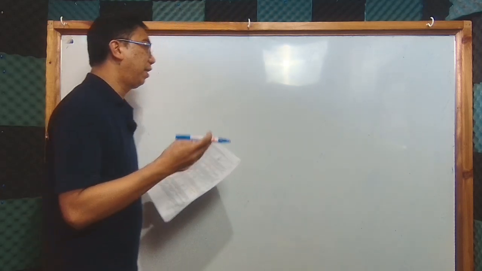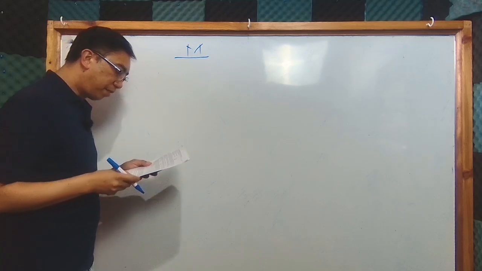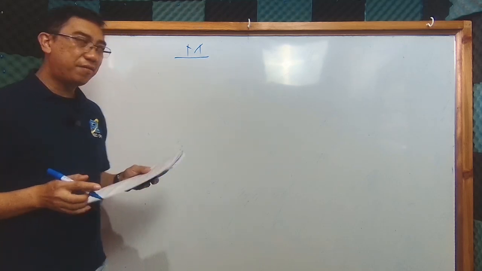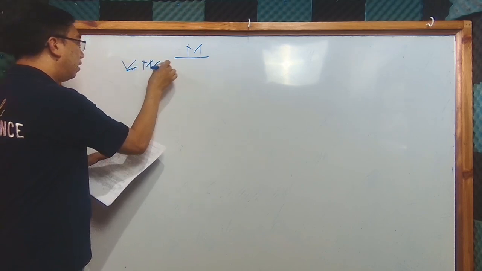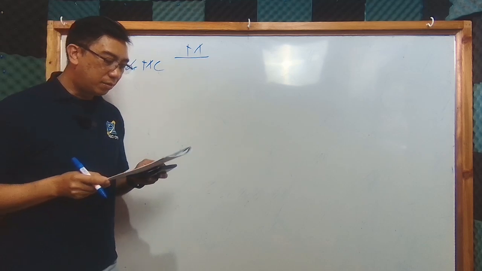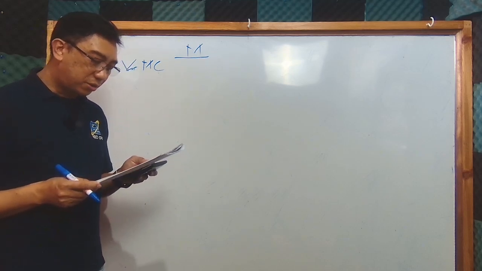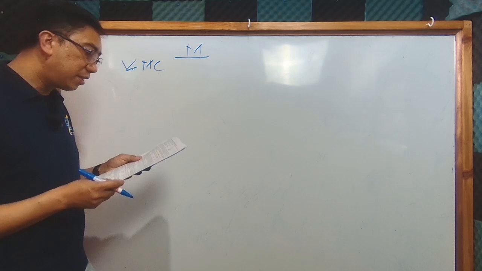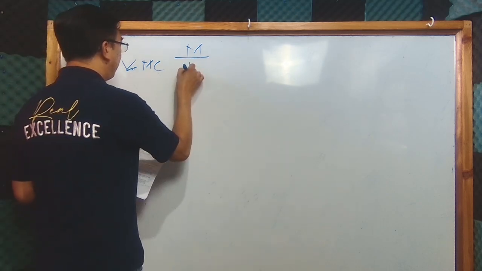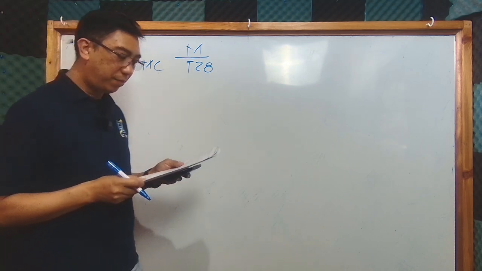Relevant cost to make muna. You have the variable manufacturing cost. Full cost is 36, and 8 pesos, tama ba? 8 pesos the fixed overhead. So, 36 minus 8 will give us 28 pesos. Okay? 28 pesos. Relevant cost to make.